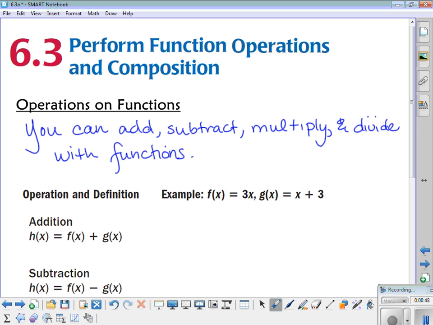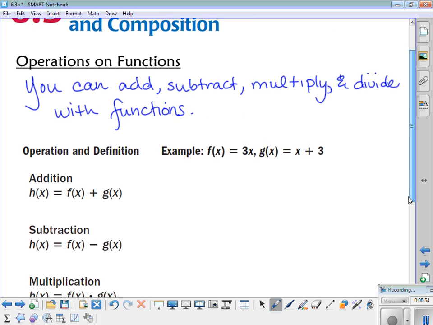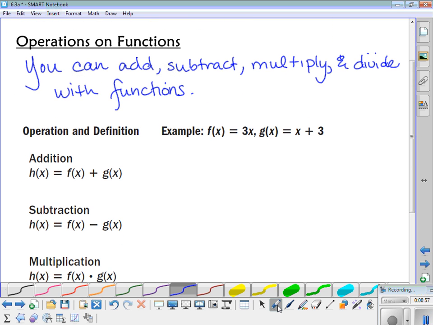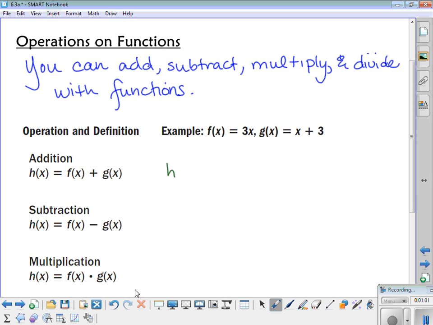So, for example, if I have a function f of x that equals 3x and g of x equals x plus 3, I can add them and get a new function, which I'll call h of x. So if I add them together, h of x, you literally just take them and add them together. So combining your like terms, you would get h of x equals 4x plus 3.